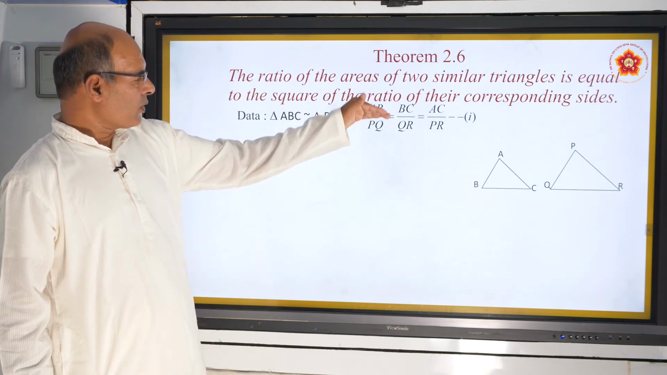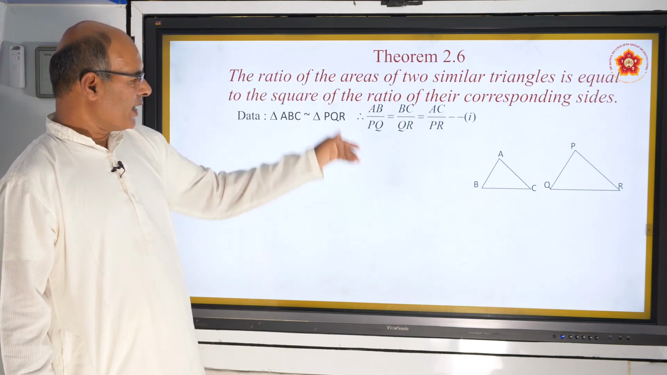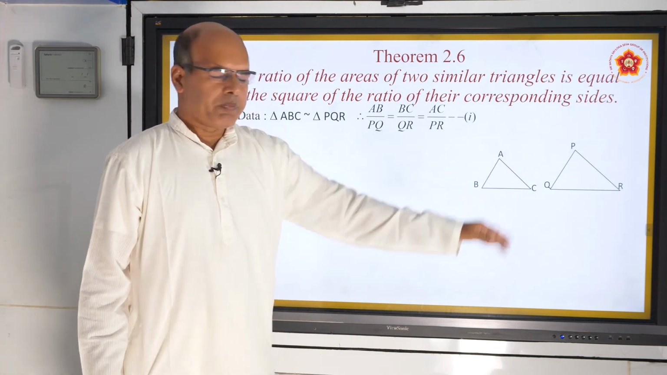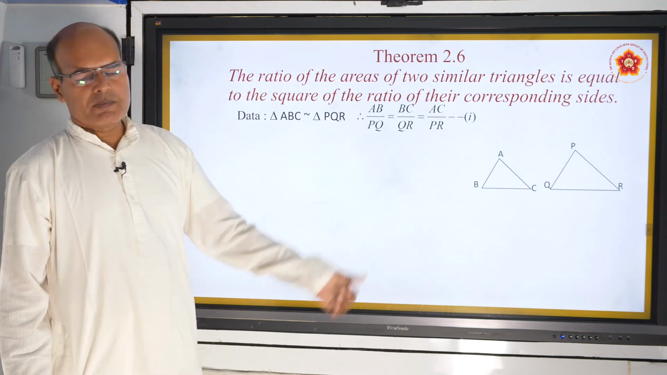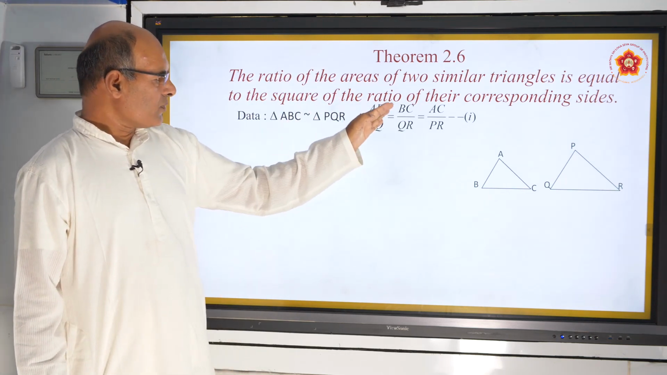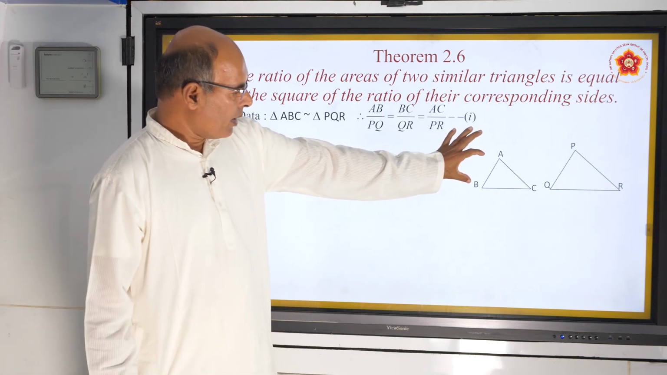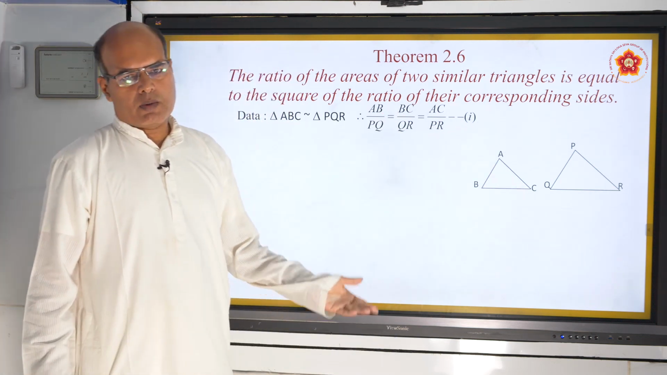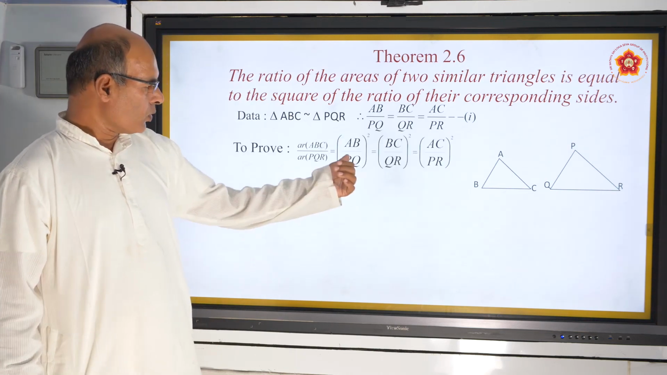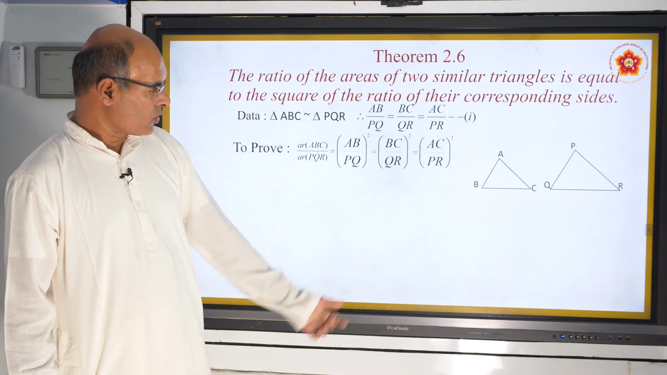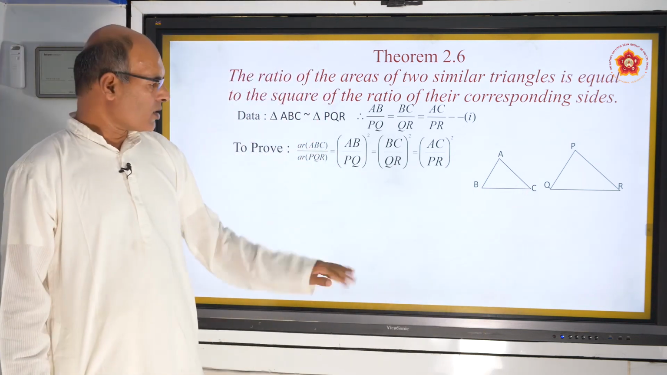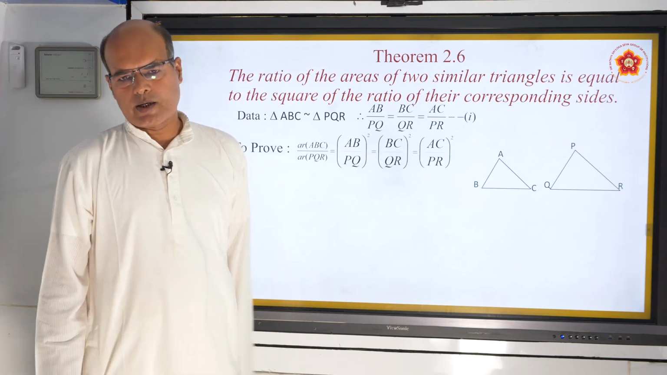Then the conclusion part, what we have to prove? The ratio of the areas, area of triangle ABC divided by area of PQR, the ratio of the areas of similar triangles, is equal to the square of the ratio of their corresponding sides, which is AB square by PQ square. You can write AB square by PQ square or AB by PQ whole square. So we have to prove AB by PQ whole square, that is also equal to BC by QR whole square, that is also equal to AC square by PR square.